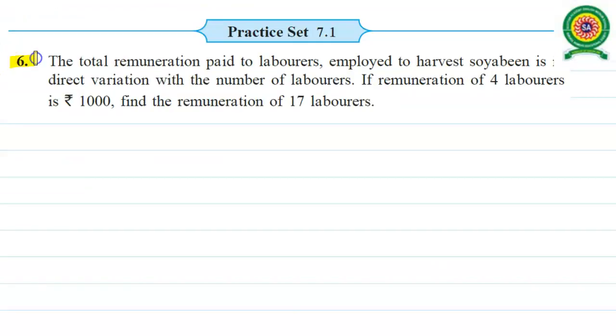Now look at question number 6 from practice set 7.1. The total remuneration paid to laborers employed to harvest soybean is in direct variation with the number of laborers. If the remuneration of 4 laborers is rupees 1000, find the remuneration of 17 laborers.